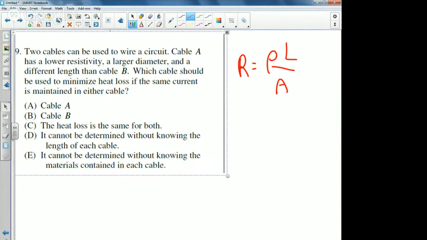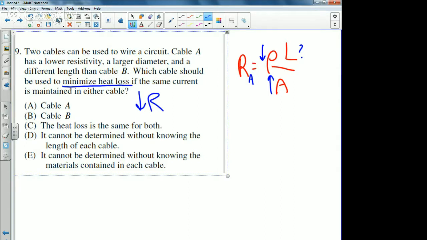So cable A has a lower resistivity, a larger diameter, and a different length than cable B. Which cable should be used to minimize heat loss? When they say minimize heat loss, they're really asking for the lowest resistance possible.